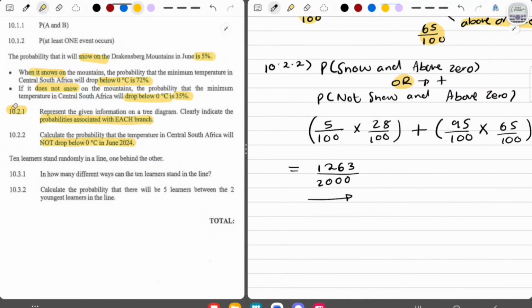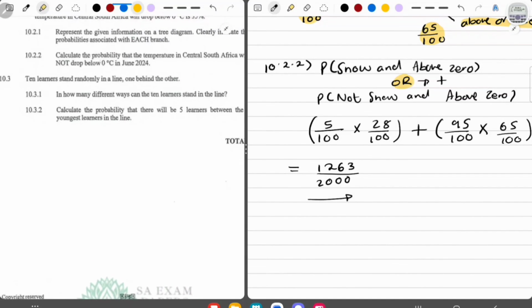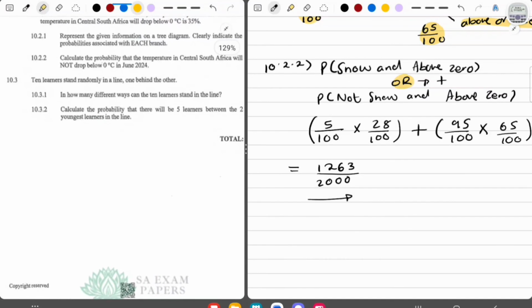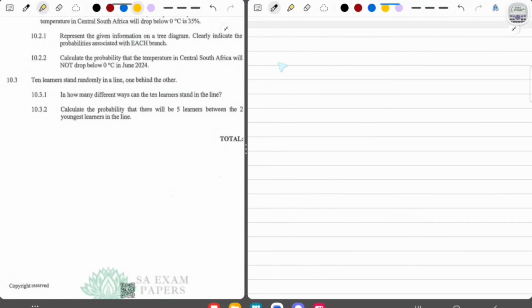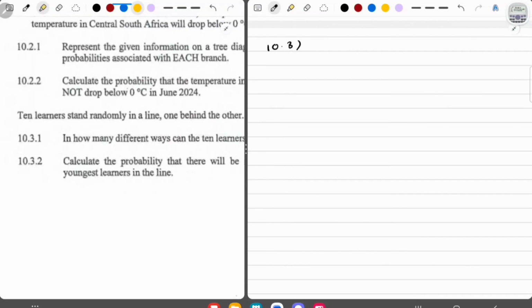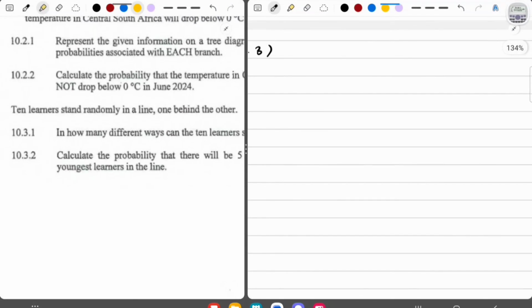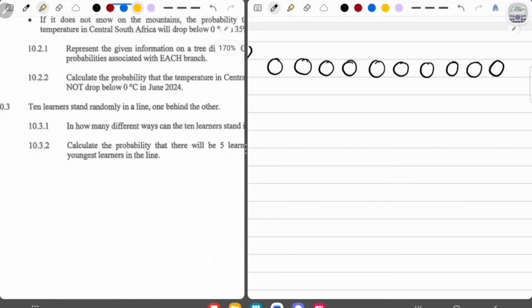We're done with 10.2. Now we move on to 10.3, which is the last question. Okay, let's go. In 10.3, you see that they say 10 learners stand randomly in a line, one behind the other. Now, I like to visualize what's going on, so I'm just going to put 10 learners standing in a line. Okay, so there's our 10 learners.